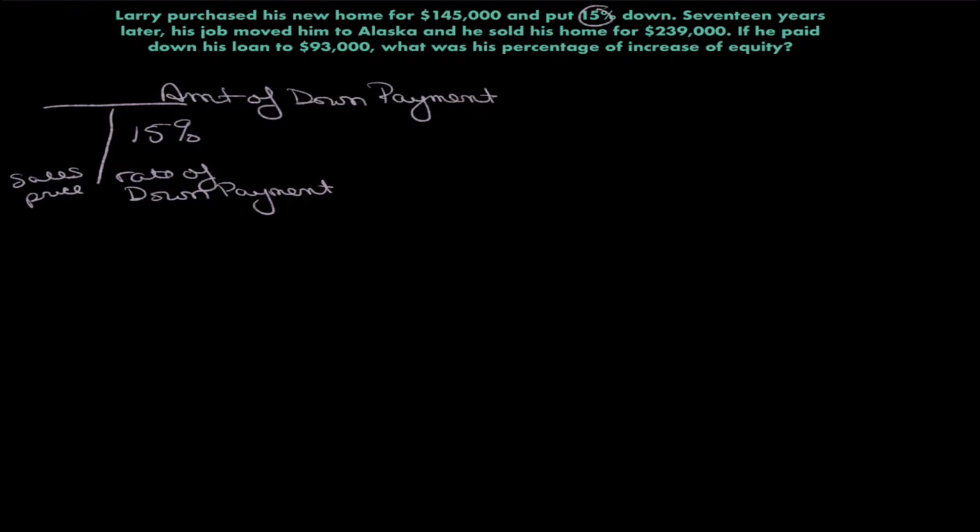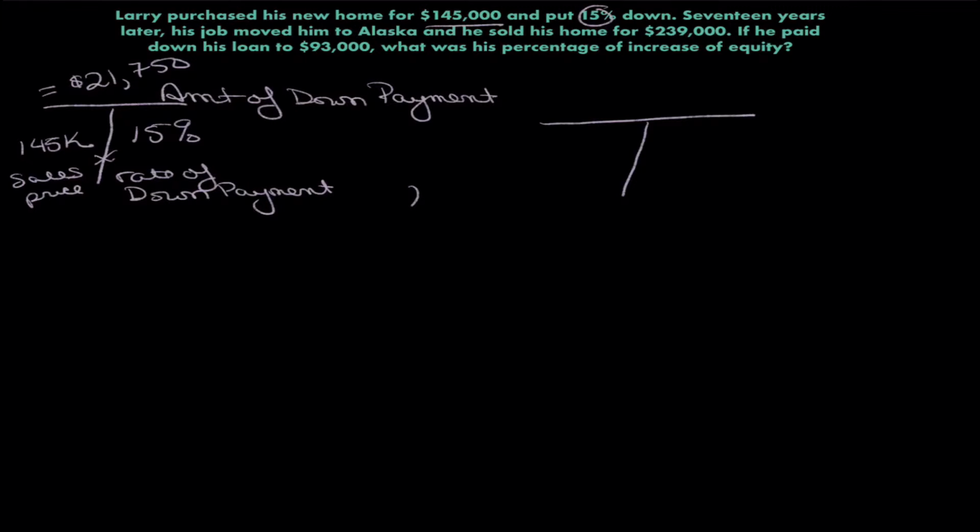So now that we've labeled our T-bar, let's figure out what we know. Either we know the amount of down payment, which the problem does not tell us, or we know a sales price, which we do know, this $145,000. So we'll multiply, and when we do, we find out that that down payment was for $21,750. That isn't what we're looking for in this problem, so we're going to make another T-bar.